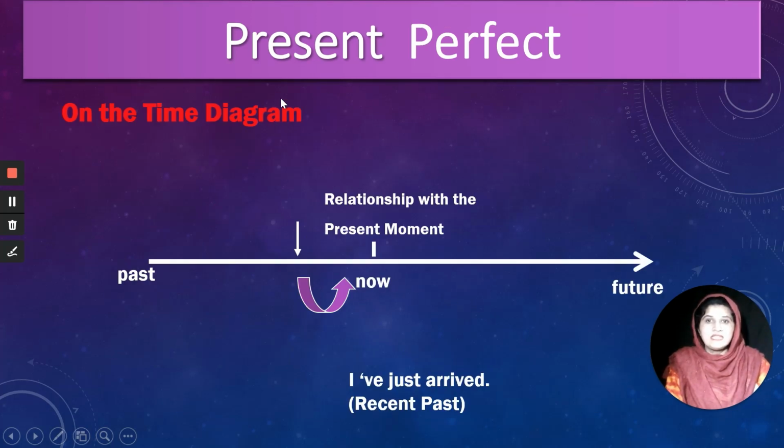Okay, now we'll see present perfect tense on the time diagram. You can see here that in this time diagram, we are talking about recent past, any activity which took place just closer to the present moment, right? Recent past, right? So this time diagram is showing the relationship with the present moment. For example, I have just arrived. ठीक है? For any, your friend comes and you just ask when did you arrive and your friend says I have just arrived. अभी अभी बिल्कुल पहुंचा हूँ, right?